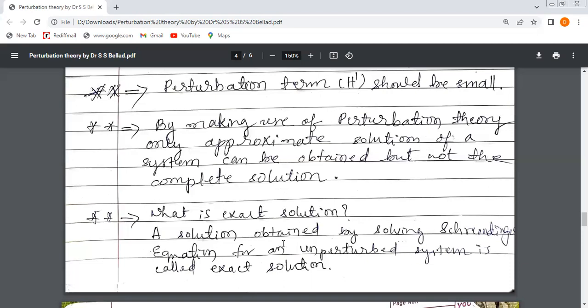So that is why a solution obtained by solving the Schrodinger equation for an unperturbed system is called the exact solution. And the main important point is that these Schrodinger equations are not suitable for studying a system which has a perturbation. So that is another important point.